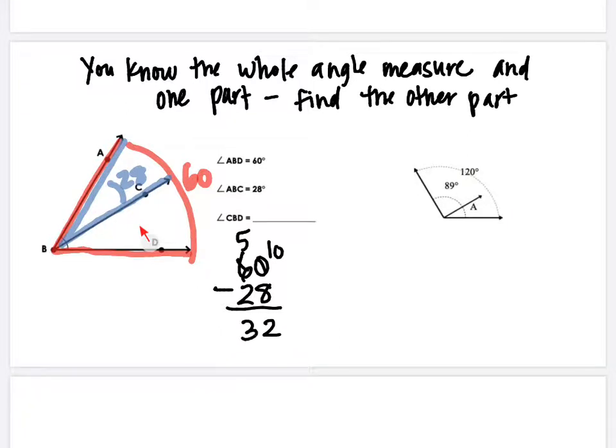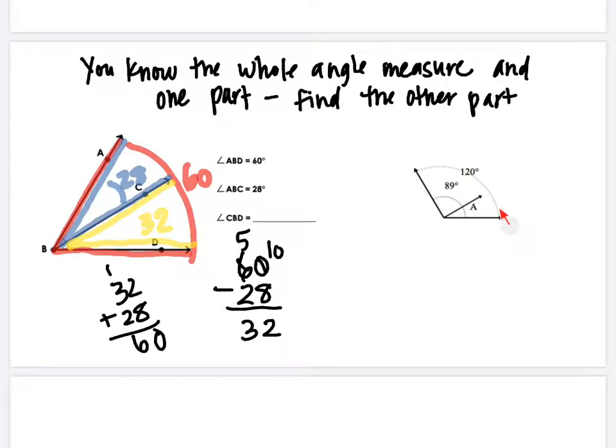So in this case, angle CBD's measure would be 32. And you can always double check yourself. You could say, okay, now if this is correct, 32 plus 28 would be 60. And it is 60. Here's another example of adjacent angles where they give you the whole angle measure and one part. You have to find out the missing part.